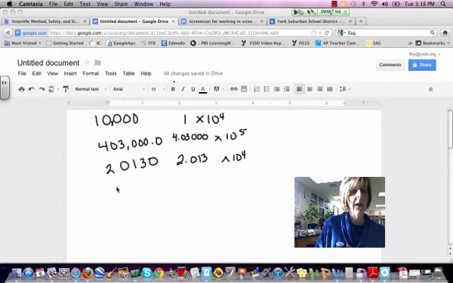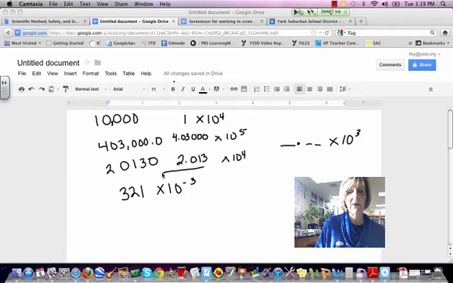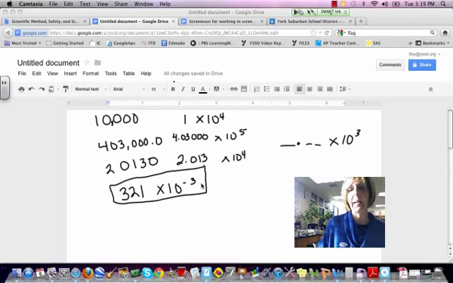Sometimes you have a number that is not in correct scientific notation. So for example, 321 times 10 to the minus 3. When you have a number in scientific notation, you're allowed one number to the left of the decimal, and then you're going to put your times 10 and then whatever exponent that you have. So this number is not in correct format. So I need to move it in correct format, and that means I'm going to need to change my decimal, my exponent here.